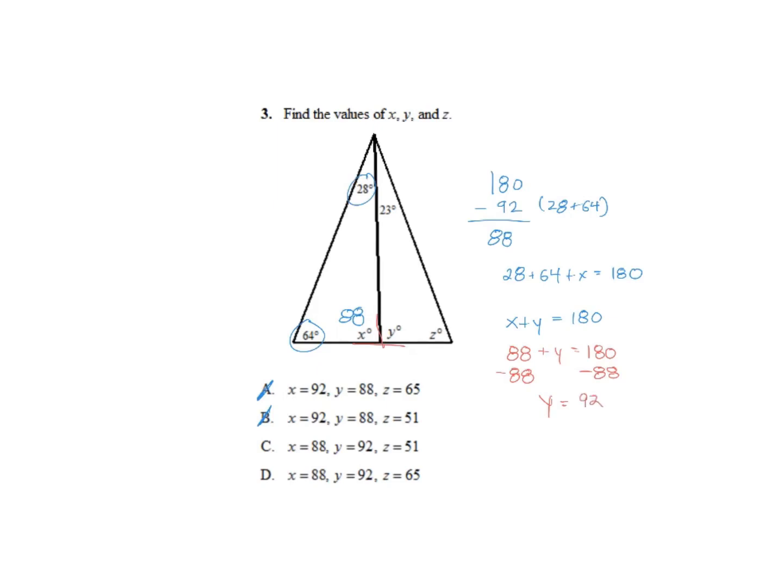92. And then continuing on, we look at, okay, now we have y, so let's look at the fact that y plus z plus 23, this is a z here, is equal to 180. We know y is 92, plus the 23, plus the z. That gives me 115 plus z is equal to 180. So then we subtract the 115 from 180, and you end up with z is 65.